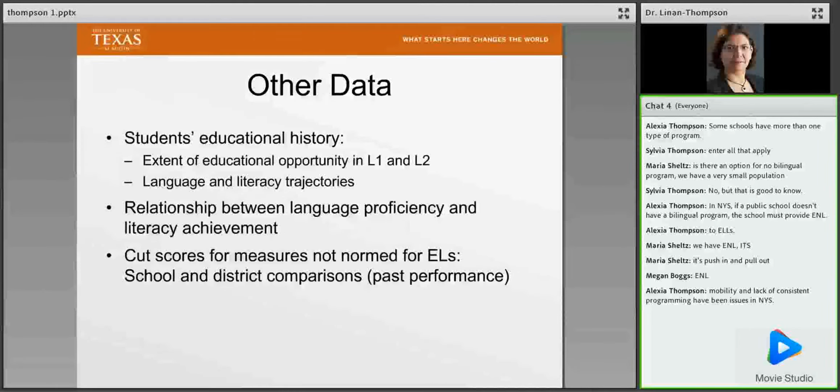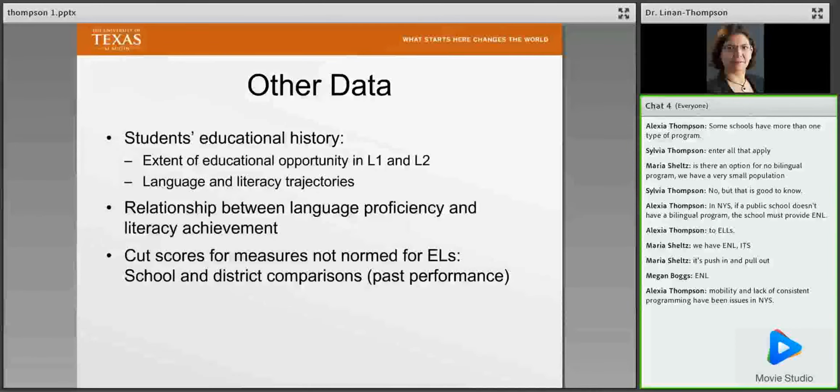So if we're not also monitoring their language growth, then we're going to see more and more of those patterns emerge where children reach the reading benchmarks, especially oral reading fluency, but their comprehension is going to continue to suffer because they don't have the level of language that they need to understand what they're reading. And so that will continue to be a problem. And that speaks to the relationship between language proficiency and literacy achievement.